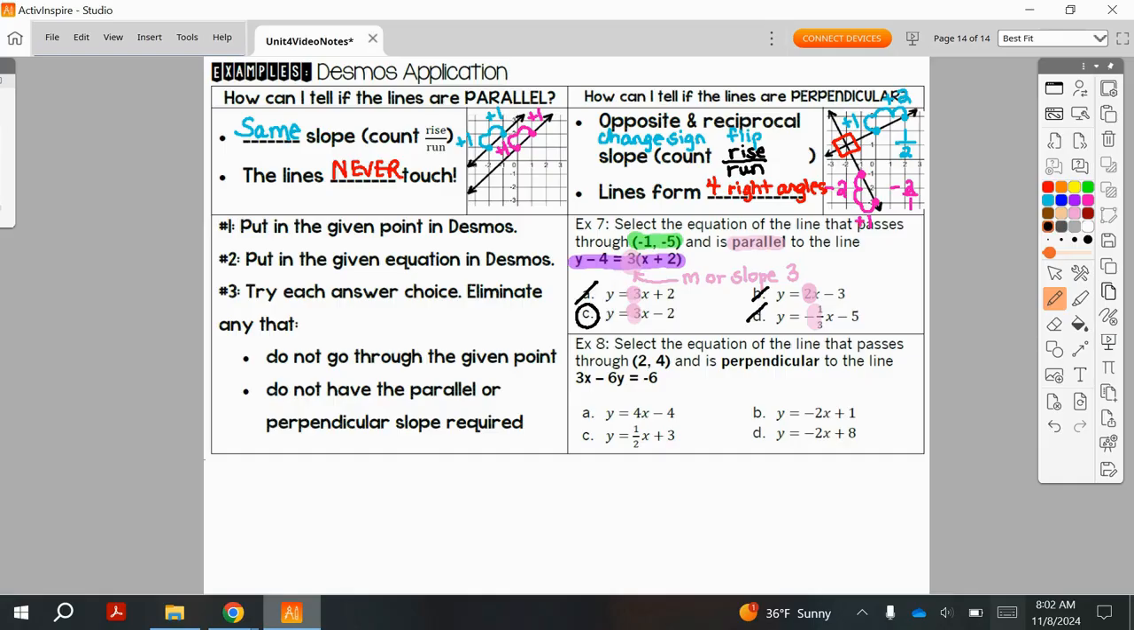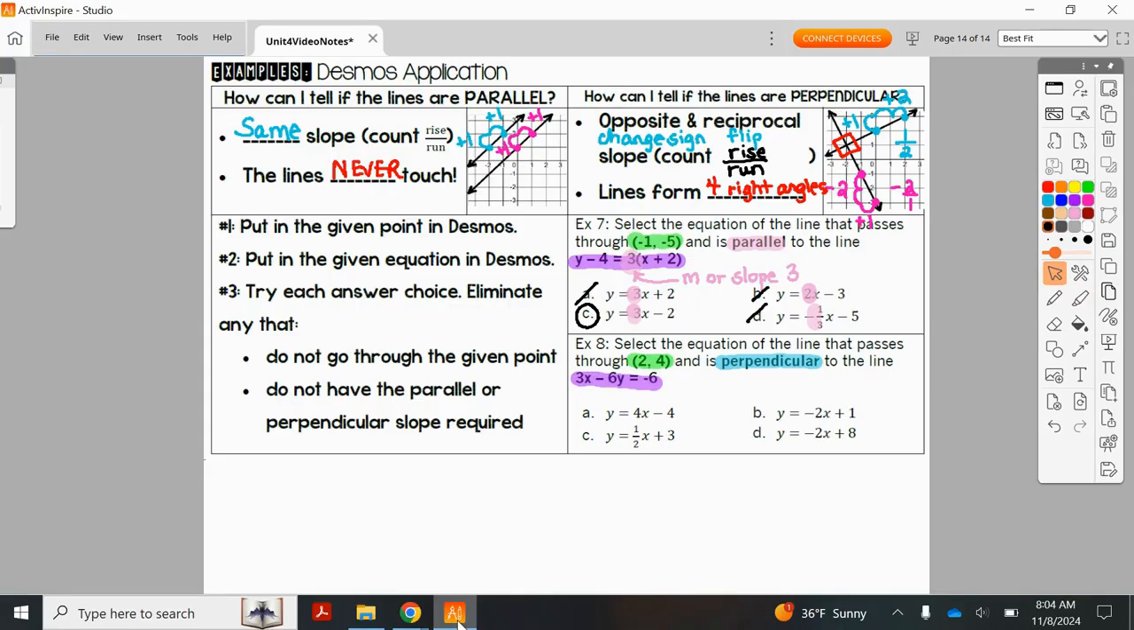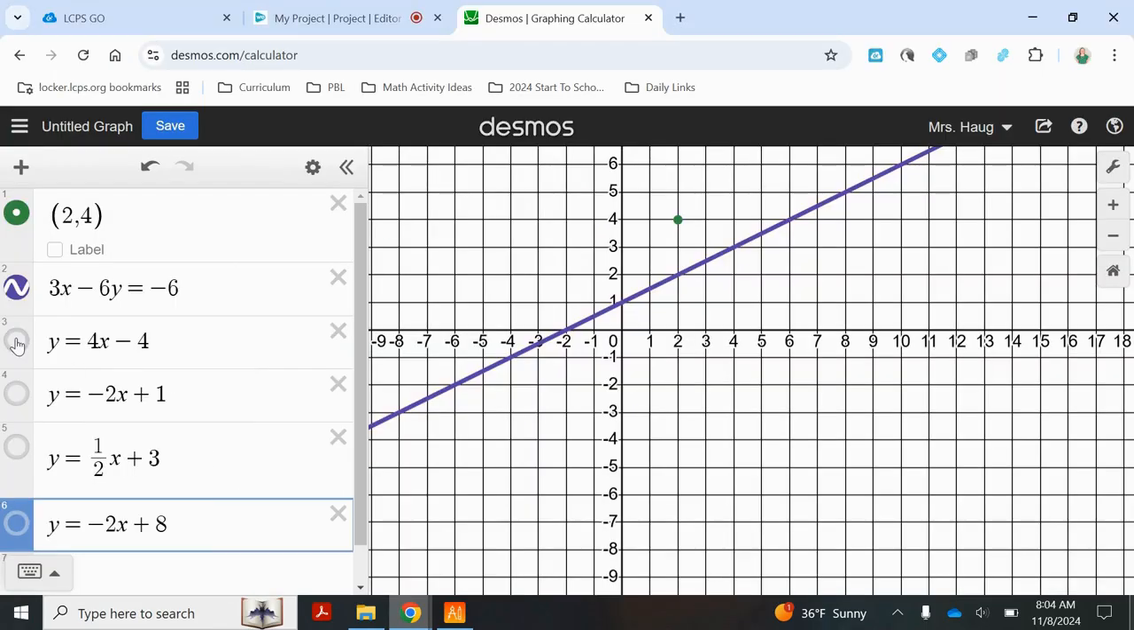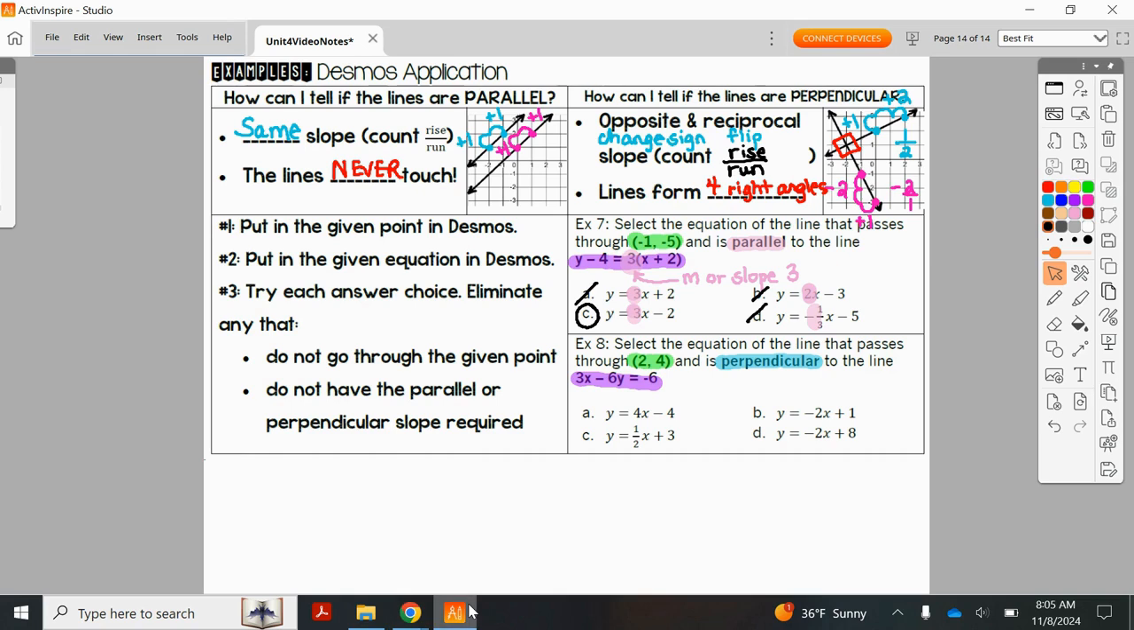Next, example 8, select the equation of the line that passes through 2 comma 4. Again, that's going to be my green point, and is perpendicular this time to the line 3x minus 6y equals negative 6, and that will be my purple line. For this example, I can't easily find the slope, so I'm going to go ahead and rely heavily on Desmos. So let's try each answer choice. When I try answer choice A, it does go through the point, so I'm going to keep that possibility. Example B does not go through the point, so let's eliminate that one right away.